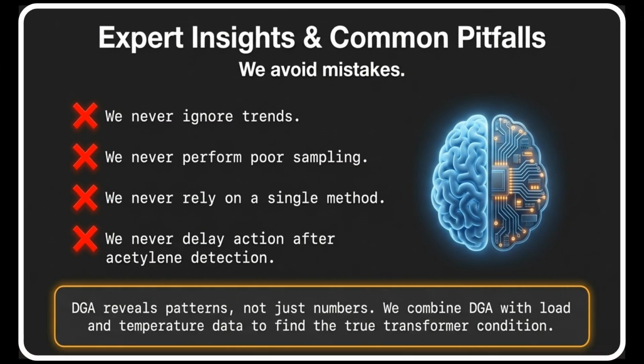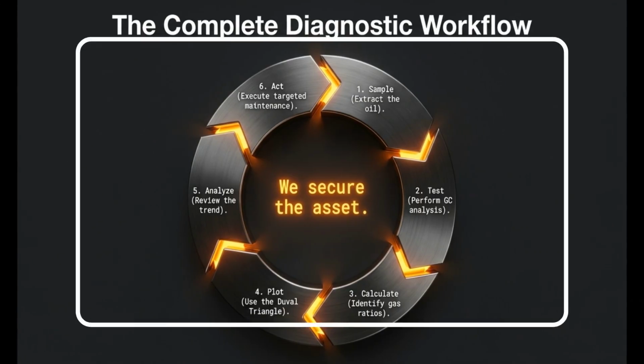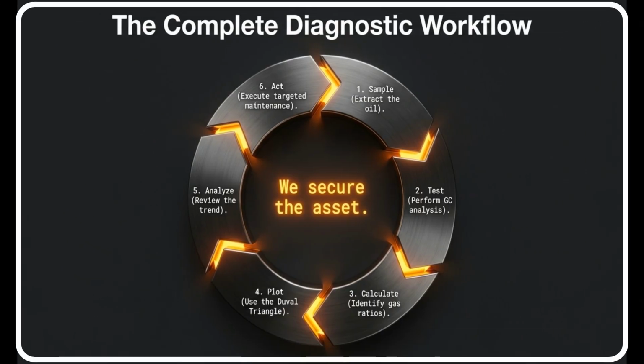For expert insights and common pitfalls, we avoid mistakes like ignoring trends, poor sampling, and relying on a single method. DGA reveals patterns. Combine it with load and temperature data for the true transformer condition. The complete diagnostic workflow is a 6-step cycle to secure the asset: sample, test, calculate ratios, plot using the Duval Triangle, analyze the trend, and finally, act by executing targeted maintenance.